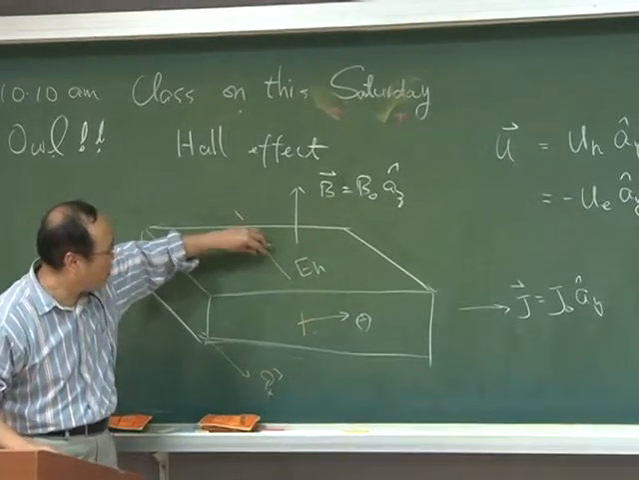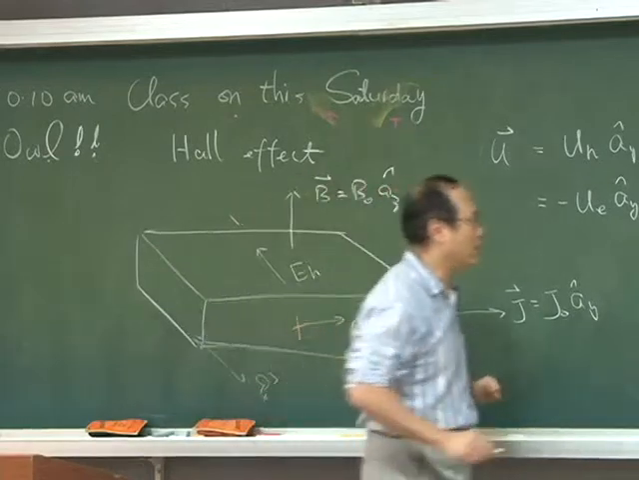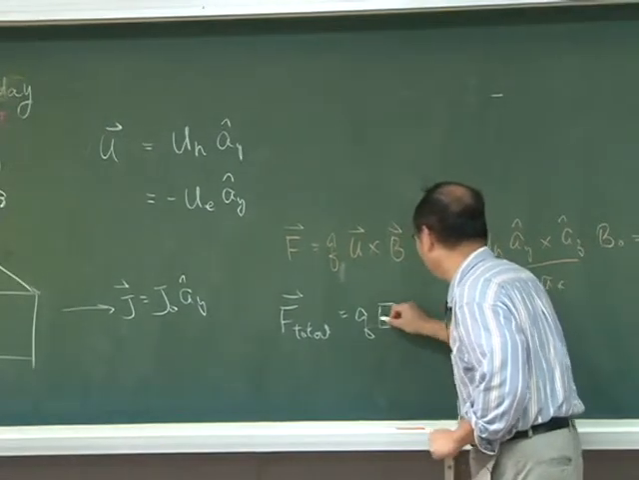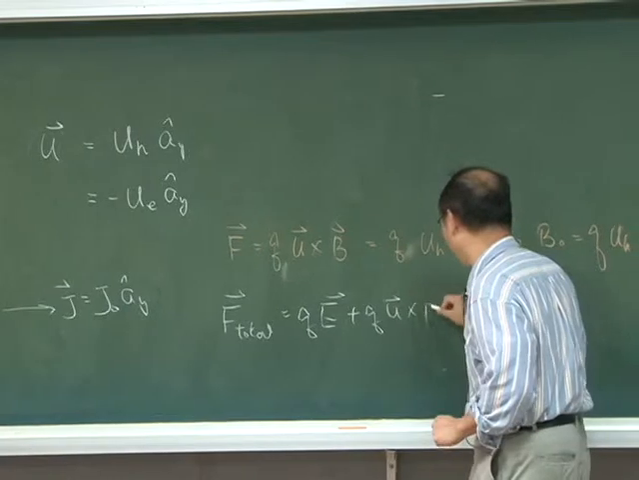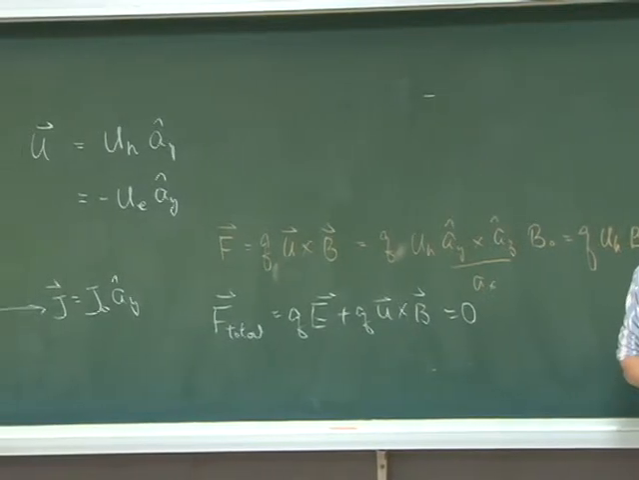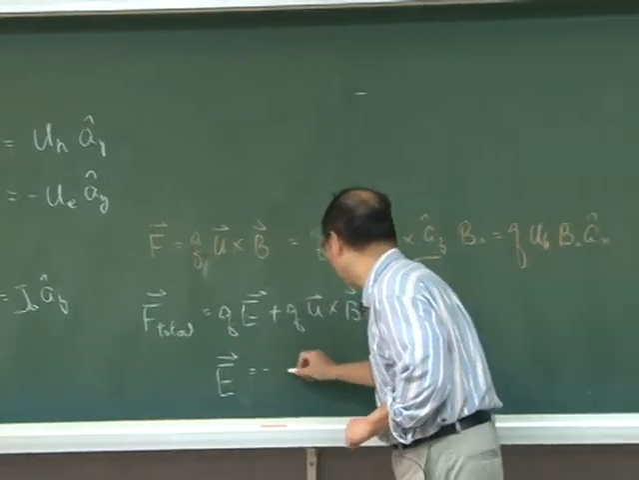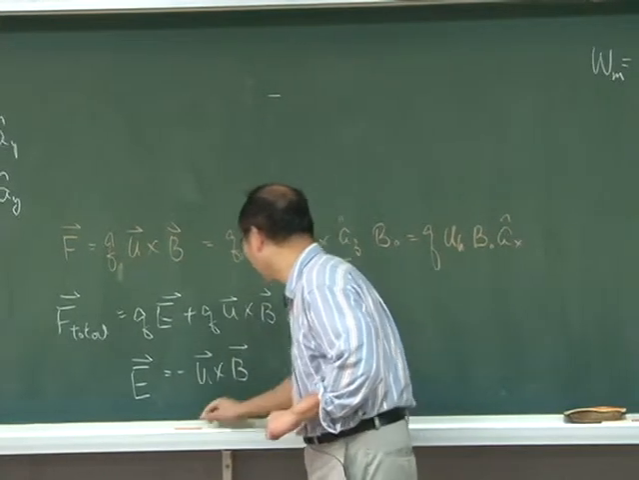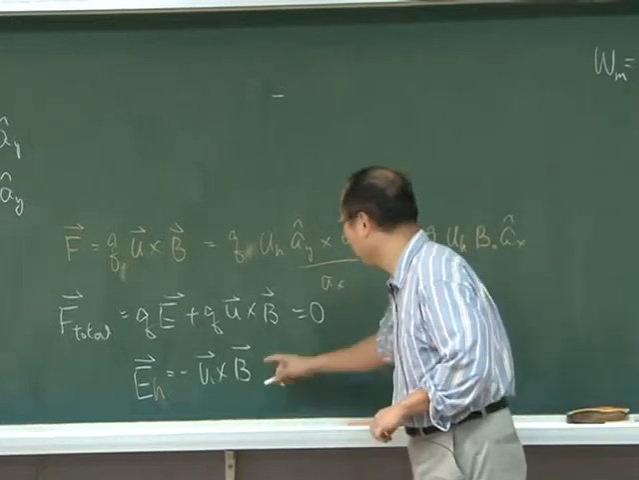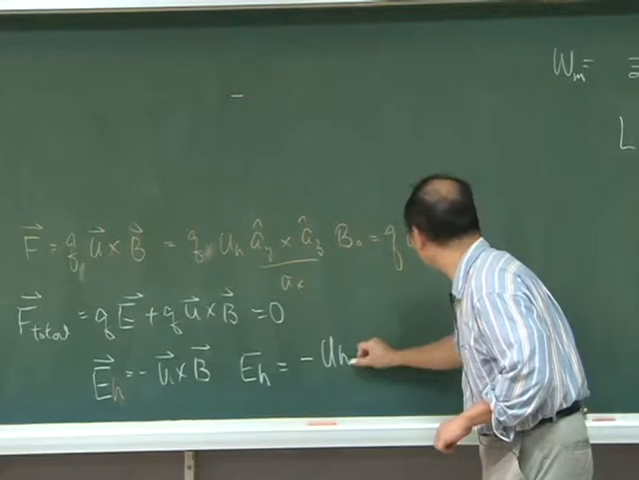Because your electric field points in this direction, if there is a positive charge here, it will push the positive charge in this direction. So these two forces, the electric force and the magnetic force, will cancel out: QE plus QU cross B. Eventually, the electric force will be cancelled by the magnetic force. So you have E equal to minus U cross B, and let's label it as the Hall field. So this E of H is going to be equal to minus U H B0.